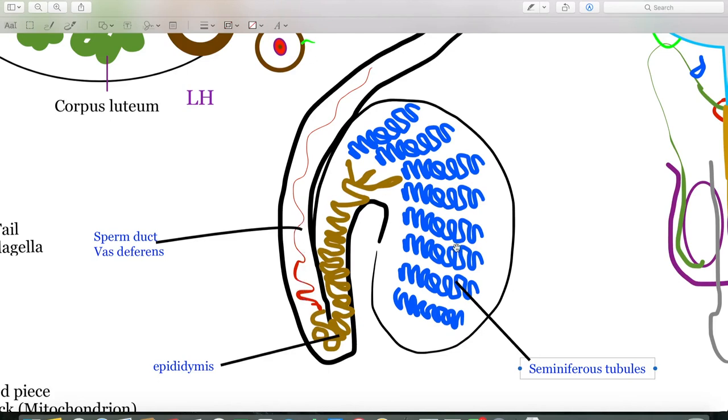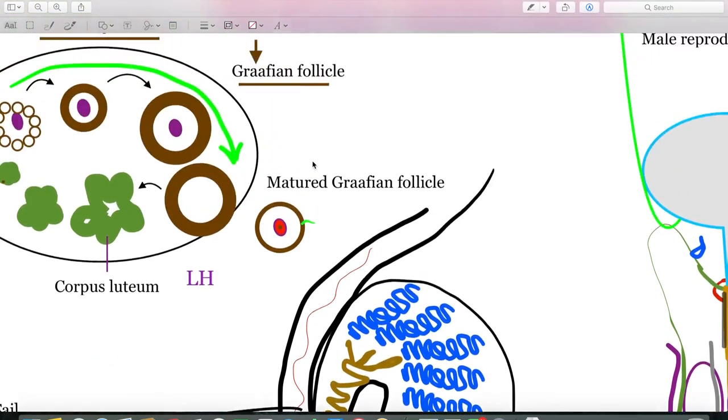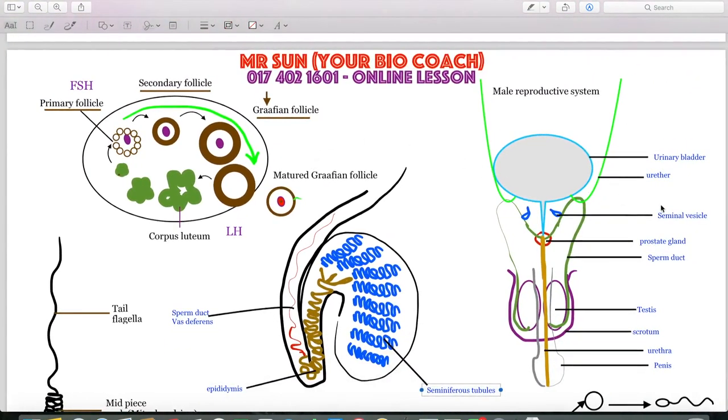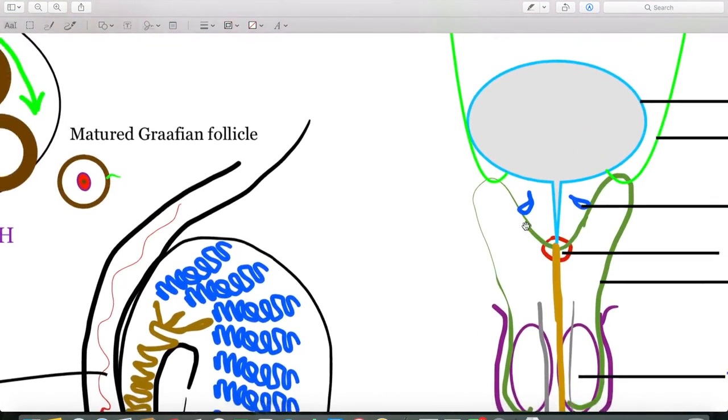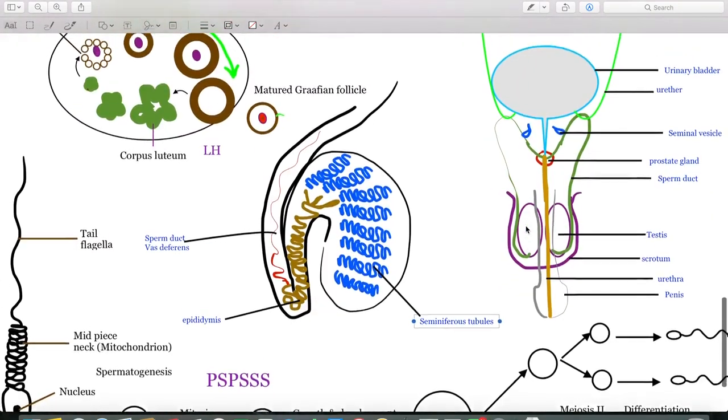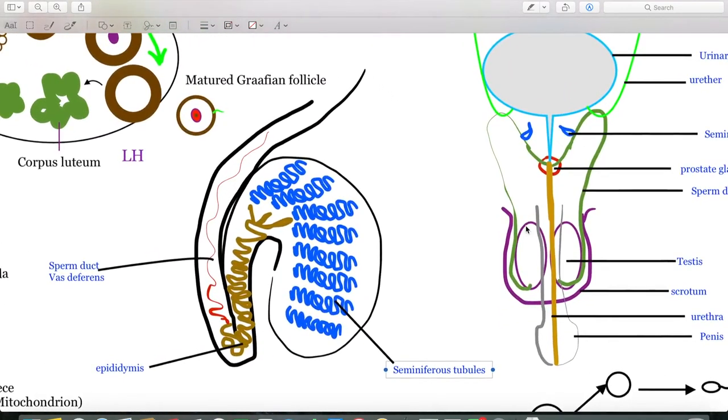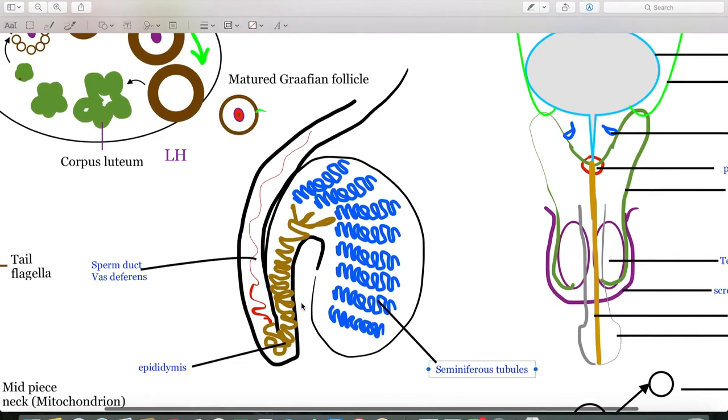Since the seminiferous tubule is continuously producing sperm cells, all the earlier produced sperm cells will be pushed along the epididymis and also the sperm duct until they reach the seminal vesicle and also the prostate gland. Please remember, it is very important for you to remember the structure of the testis.